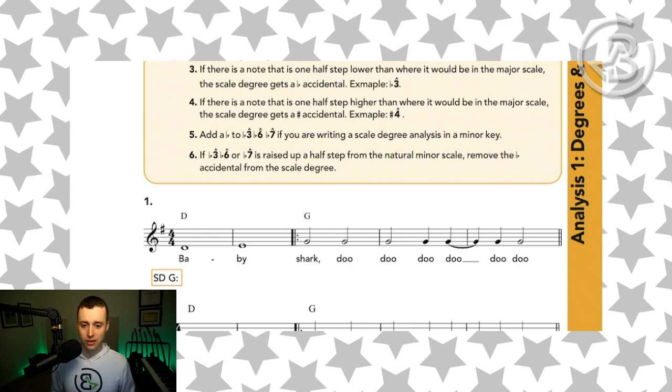Rule 5: add a flat accidental to scale degrees flat 3, flat 6, and flat 7 if you're writing a scale degree analysis in a minor key. And rule 6: if a flat 3, flat 6, or flat 7 is raised up by 1/2 step from the natural minor scale, you're going to remove the flat accidental from the scale degree and leave it like it normally would be from the major scale. So let's take a look at some of these examples.